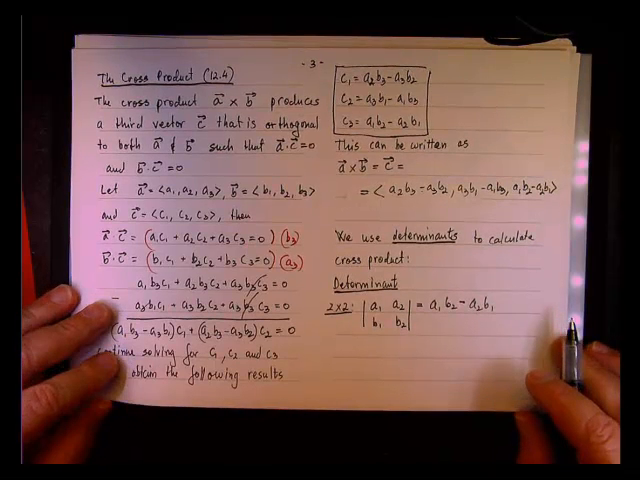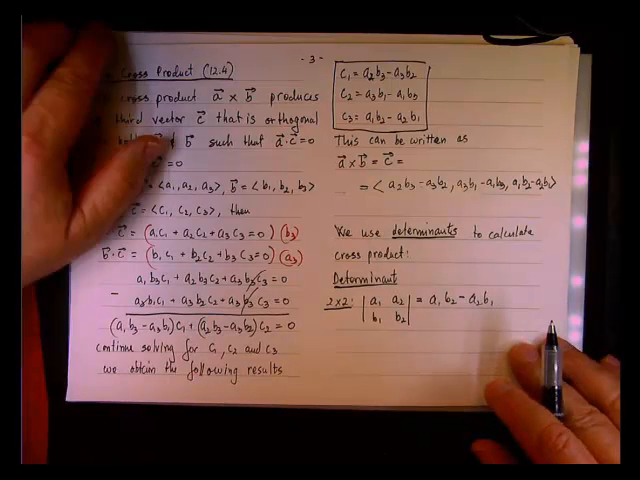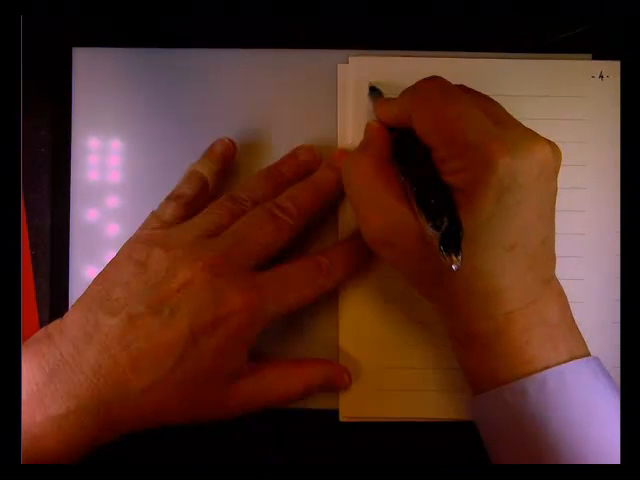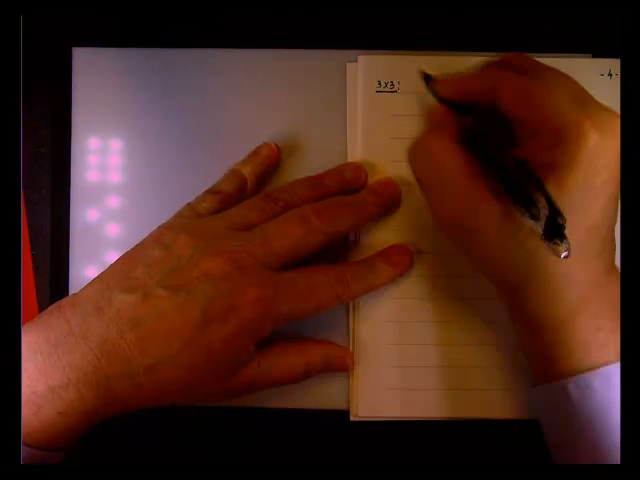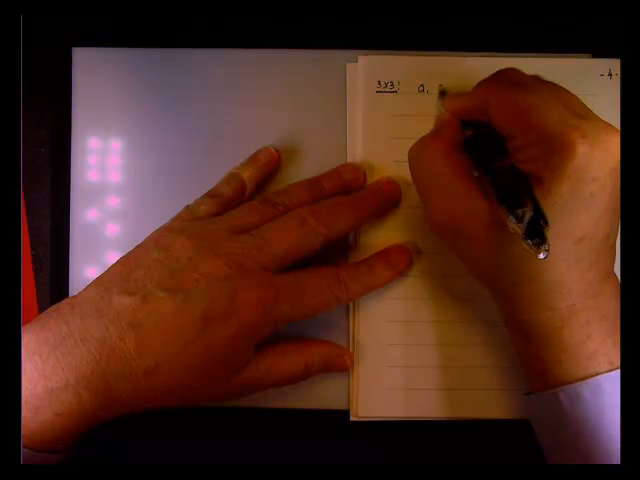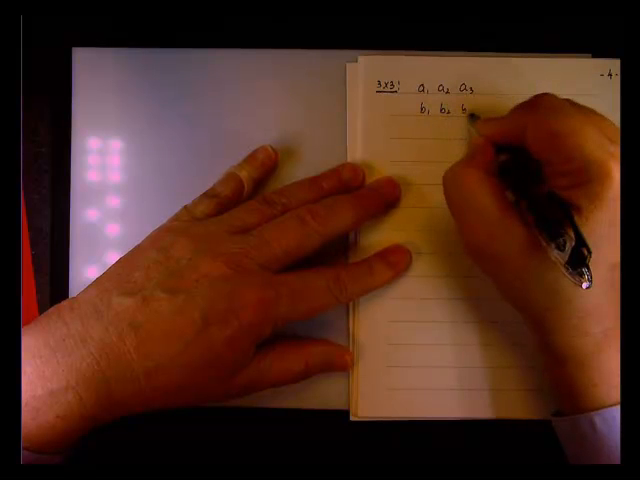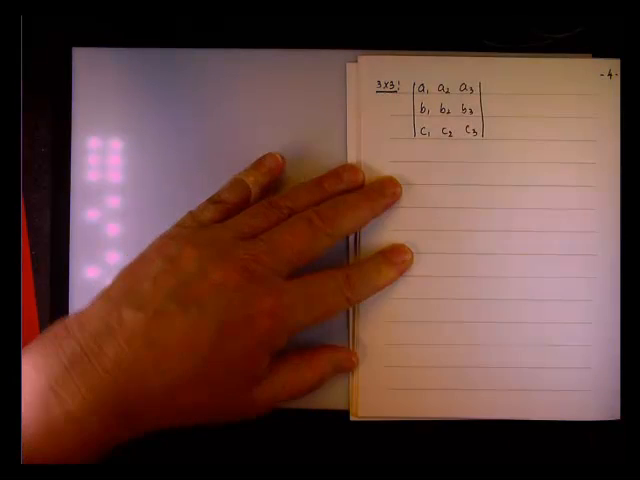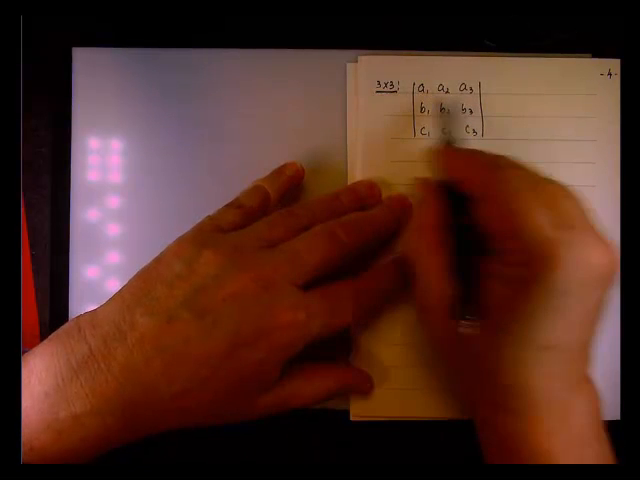What about 3 by 3 determinants? For 3 by 3 determinants, we do it differently. I'll do it on the next page. When we work on the 3 by 3 determinant, let's say we have 3 vectors, A1, 2, 3, B1, 2, 3, and so on. So we'll write it like so. We can expand the determinant into 3 minor determinants.